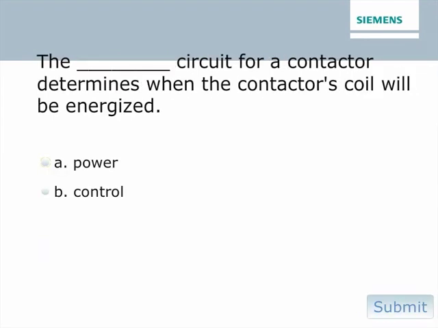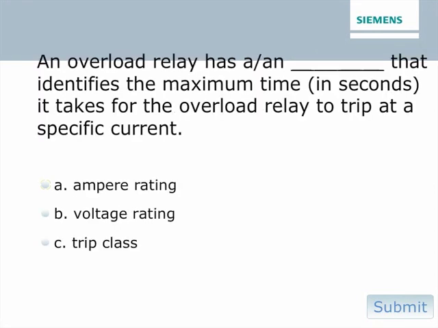Question 3. The blank circuit for a contactor determines when the contactor's coil will be energized. Is it A, power, or B, control? Question 4. An overload relay has a blank that identifies the maximum time in seconds it takes for the overload relay to trip at a specific current. Is it A, ampere rating, B, voltage rating, or C, trip class?